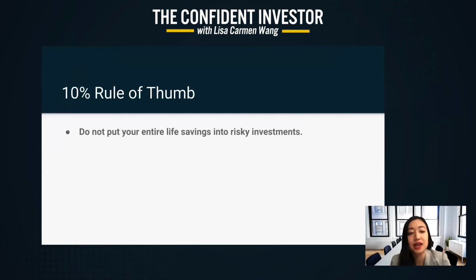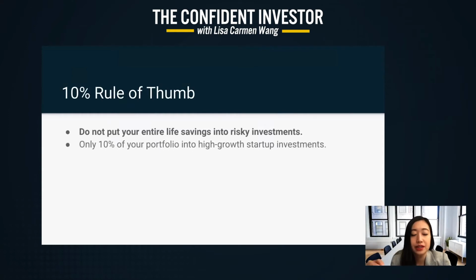And so when it comes to the actual amount, again, don't put your entire life savings into risky investments. I like to use the 10% rule of thumb. This is what professional angel investors do. So we recommend, if you're new, that you do something between 5 to 10%. When you're looking at your investment portfolio, the amount of money you are setting aside for all of your investments, that 10% should go into high growth startup investments.